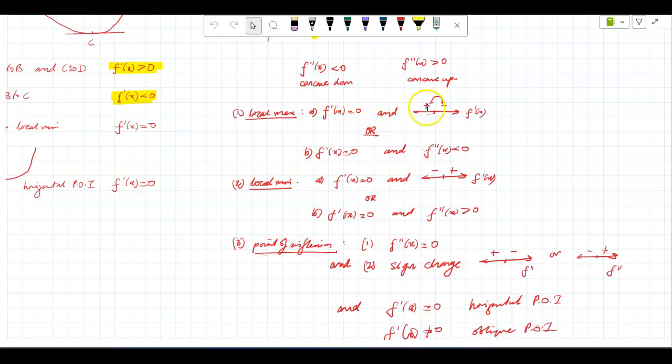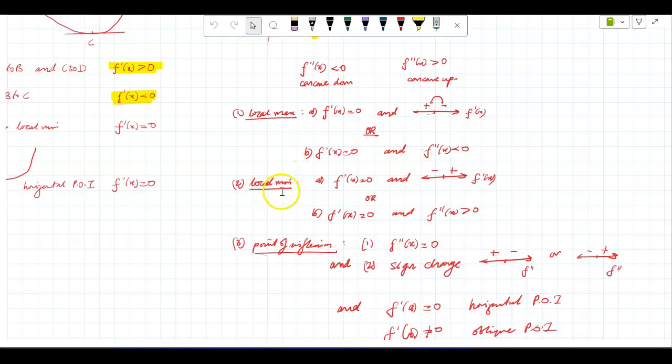Or if you don't want to do this, the other way of finding a local maximum is that your first order derivative should be 0 and your second order derivative should be negative. They can ask you to prove it using the second order derivative. Because it will be concave down. When the second order derivative is less than 0, meaning negative, it's concave down, so it will be a maximum.